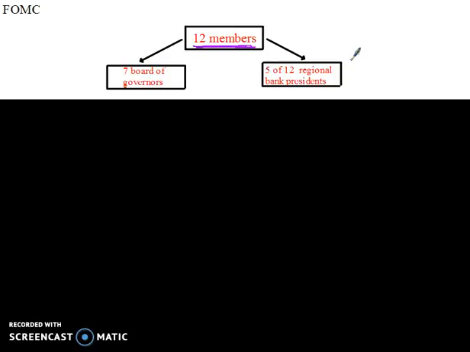And actually, the New York president is always going to be part of the FOMC. So it's really the other 4 seats on the FOMC that are going to be rotated through the other 11 regional bank presidents. The New York Fed president will always sit on the FOMC. Add in the Board of Governors, and you've got the 12 members of the Federal Open Market Committee. And these are the guys that are in charge of managing the money supply.